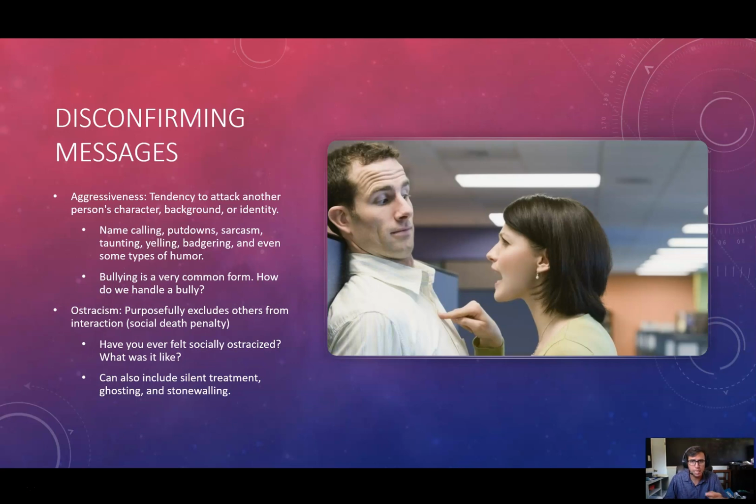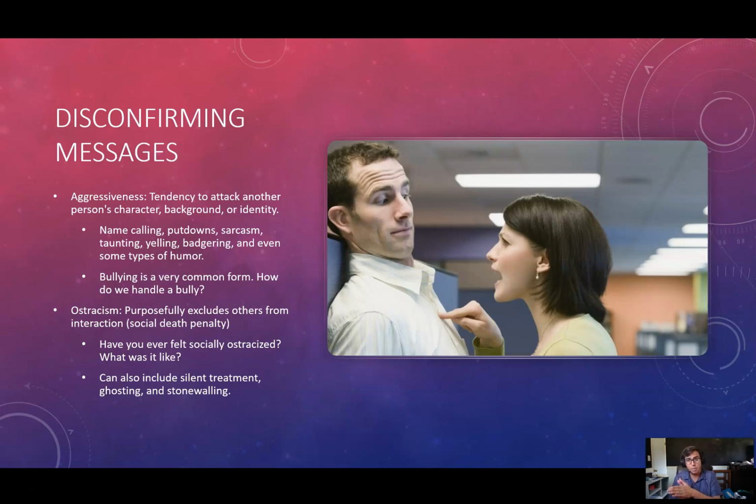You are stupid. You are dumb. You don't know what you're talking about. By doing those sorts of things, it is disconfirming their value for themselves. Name calling, put downs, sarcasm, taunting, yelling, badgering, and even some types of humor can be this disconfirming aggressive communication. This is when we actively engage with someone, but we are again disconfirming their value. We are showing that they are not important to us.